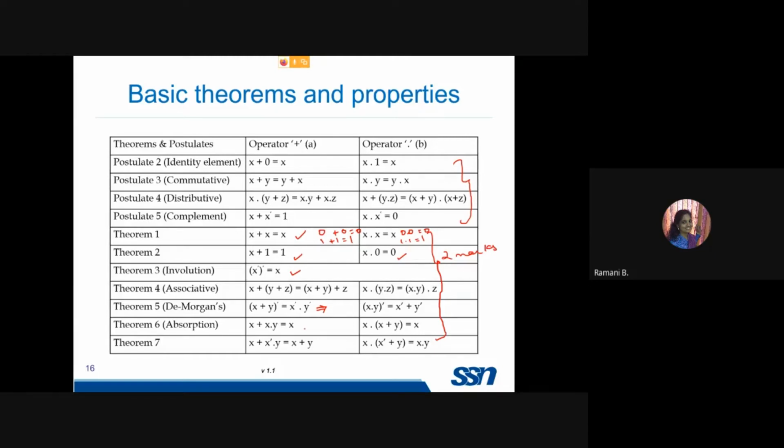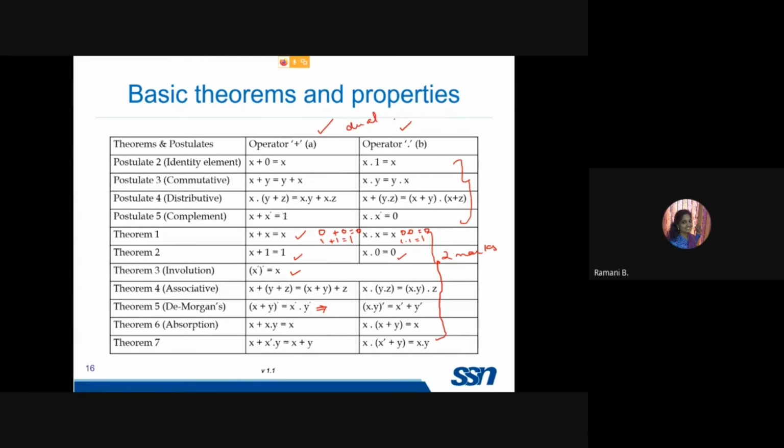And the next theorem is the absorption theorem. In case of this absorption theorem, you have x plus x dot y equal to x. This is the same way. And we have another theorem, x plus x bar y is equal to x plus y, and x dot (x bar plus y) is equal to x dot y. So here, the expressions in this A and B are said to be dual to each other.